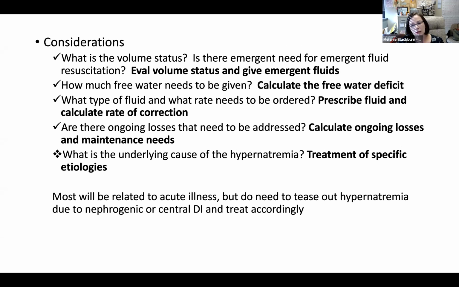And then looking at treatment of specific etiologies, obviously most of our kids that come in dehydrated are going to be related to their acute illness, but obviously they might have underlying DI. So making sure that you're looking at the labs appropriately and taking a good history to see if that needs to be treated as well.